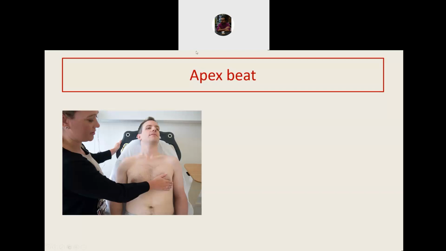When we examine the apex beat, what is it that we are trying to investigate? When you are examining the apex beat, you are actually getting an idea about the left ventricular systole. And you will describe your findings of the apex beat under two headings: the position of the apex beat and the character of the apex beat.